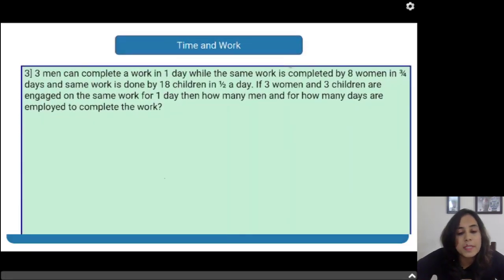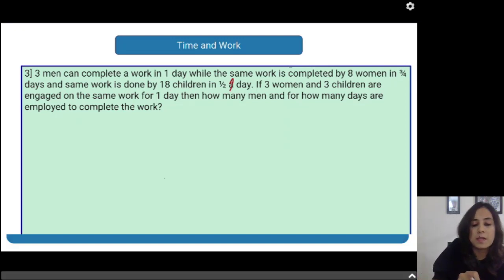3 men can complete a work in 1 day while the same work is completed by 8 women in 3/4 days. The same work is done by 18 children in 1.5 days. If 3 women and 3 children are engaged to do the same work for 1 day, then how many men and for how many days are they employed to complete the work?